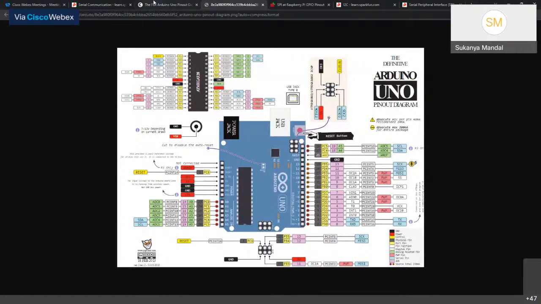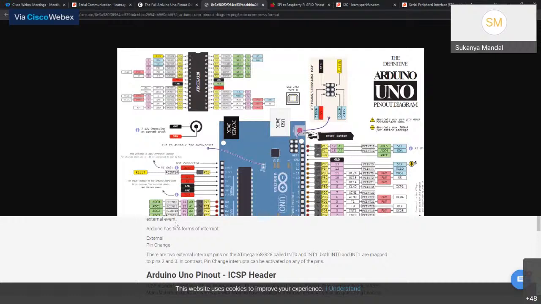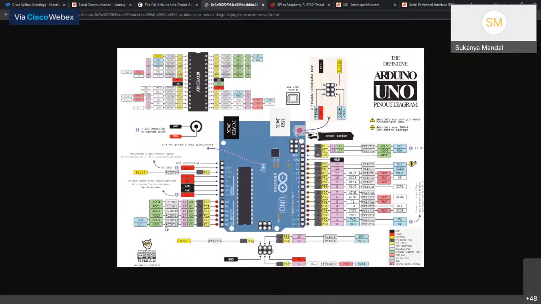There's also AREF that we were talking about, this one. AREF is basically the reference voltage for analog inputs. There is interrupt 0 and interrupt 1. Arduino Uno has 2 interrupt pins. Oh, here. INT1 and INT0, these two, 3 and 2, would alternatively act as interrupt pins.